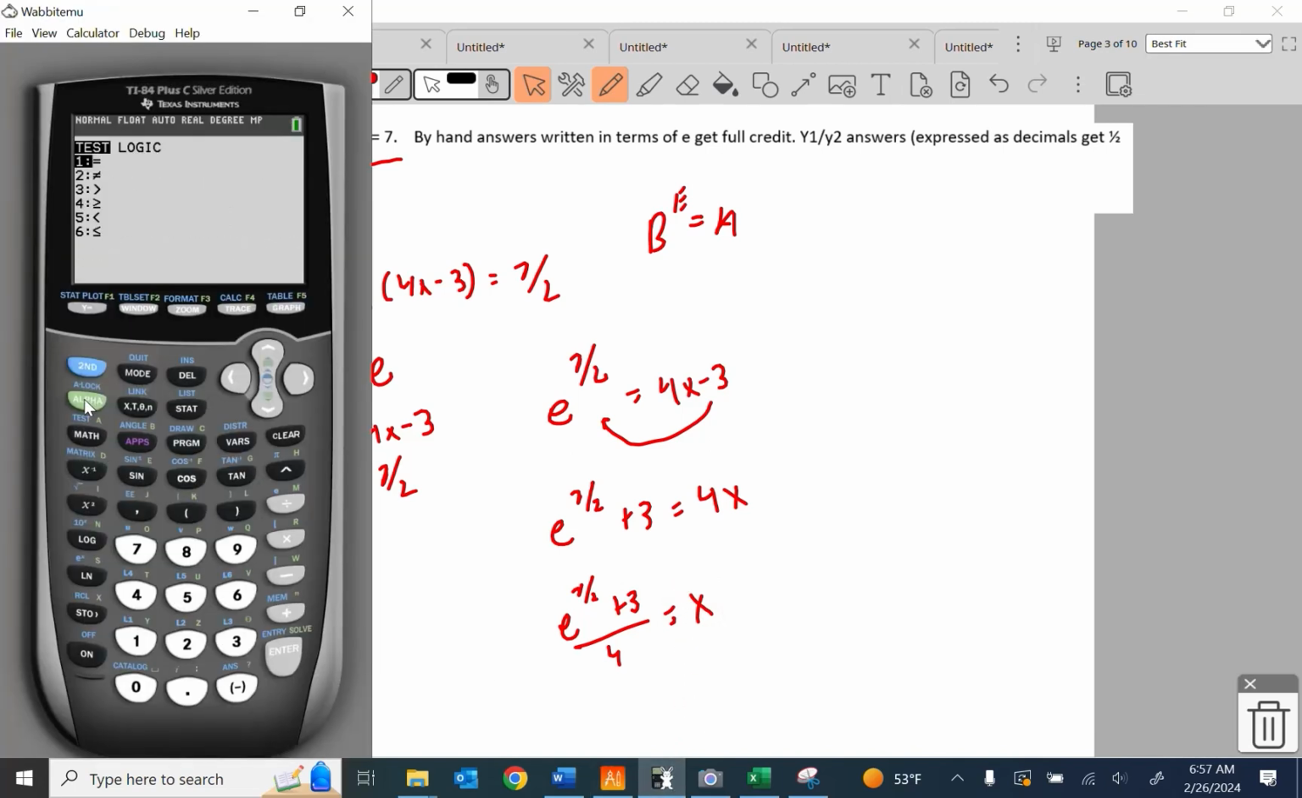Math, num, n over d. E, which is raised to the 7 halves, which would mean to take the square root and then raise it to the 7th. It is about 9.03. Let's go to the calculator.